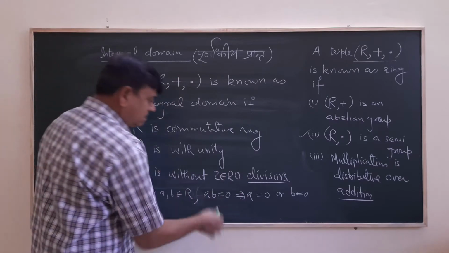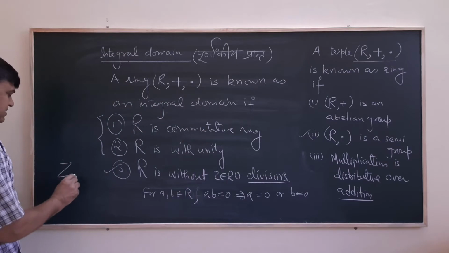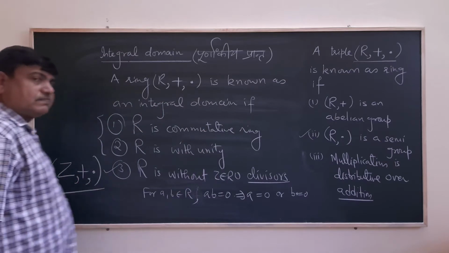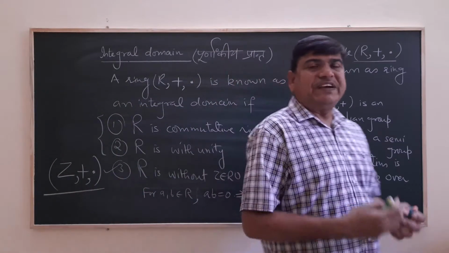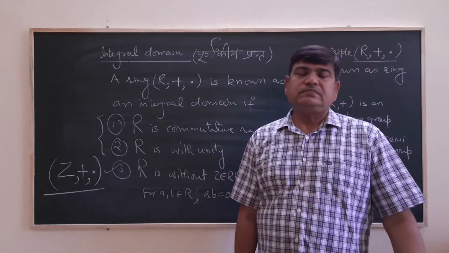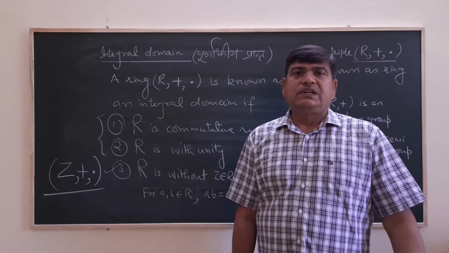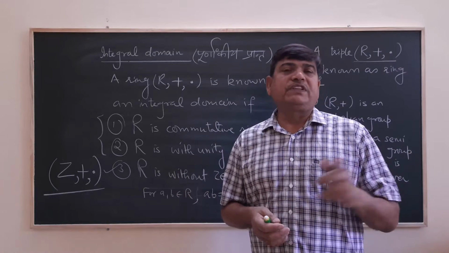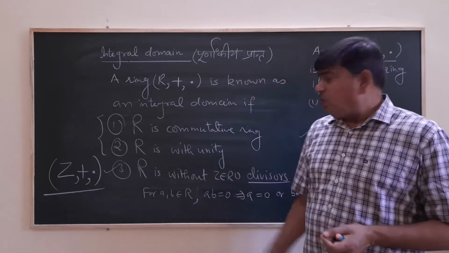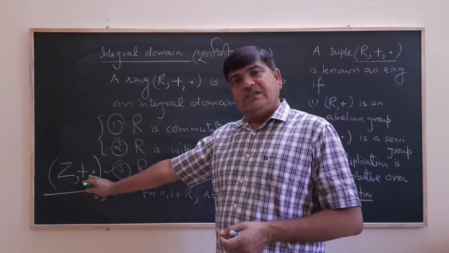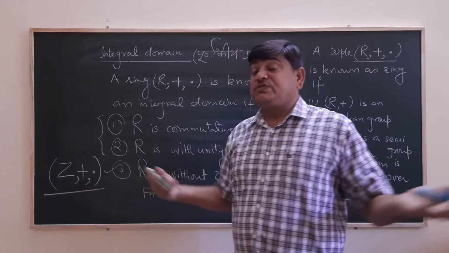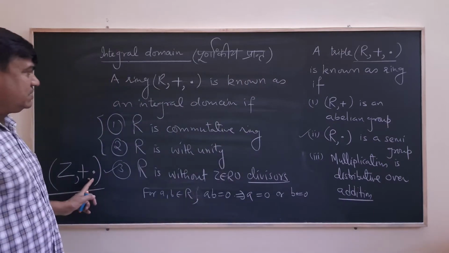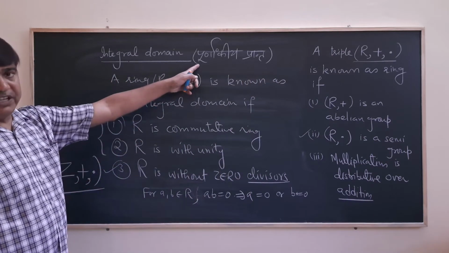The example, best example for this one is Z, the set of integers. If the product of two integers is 0, then 100% one of them must be 0. 1 is the multiplicative identity and numbers follow the commutative law. So Z, plus, dot, this is the integral domain.